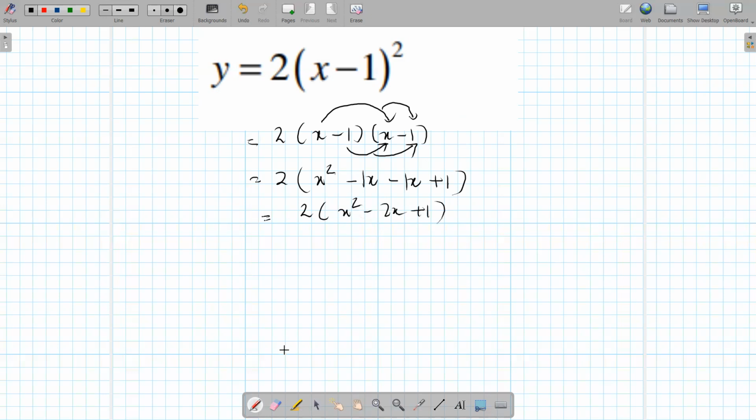Now we finally throw the 2 in as well. By throwing the 2 in, I mean you've got to multiply everything inside the bracket by the 2 that's on the outside. 2x to the power of 2. What else? Minus 4x. And plus 2. And there you go, you're done. Final answer there.